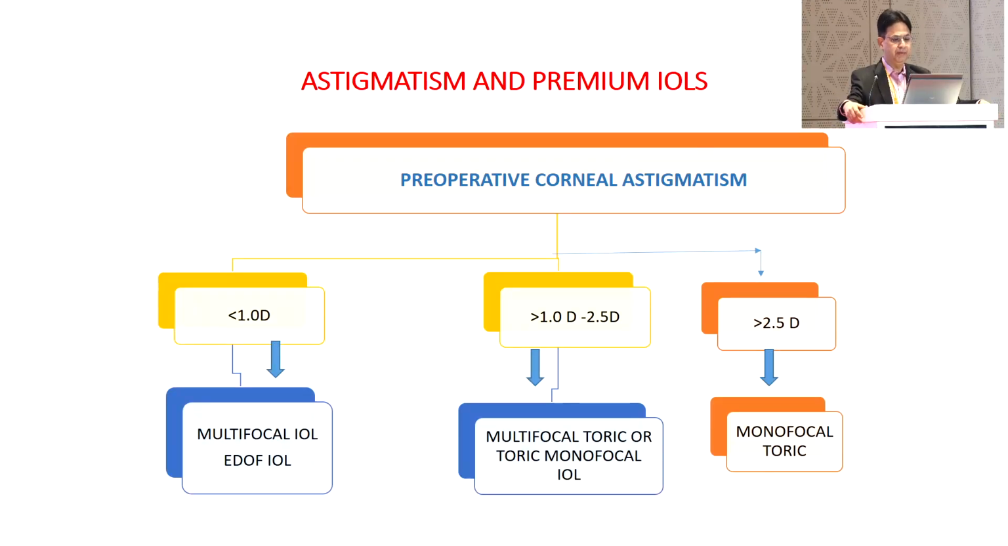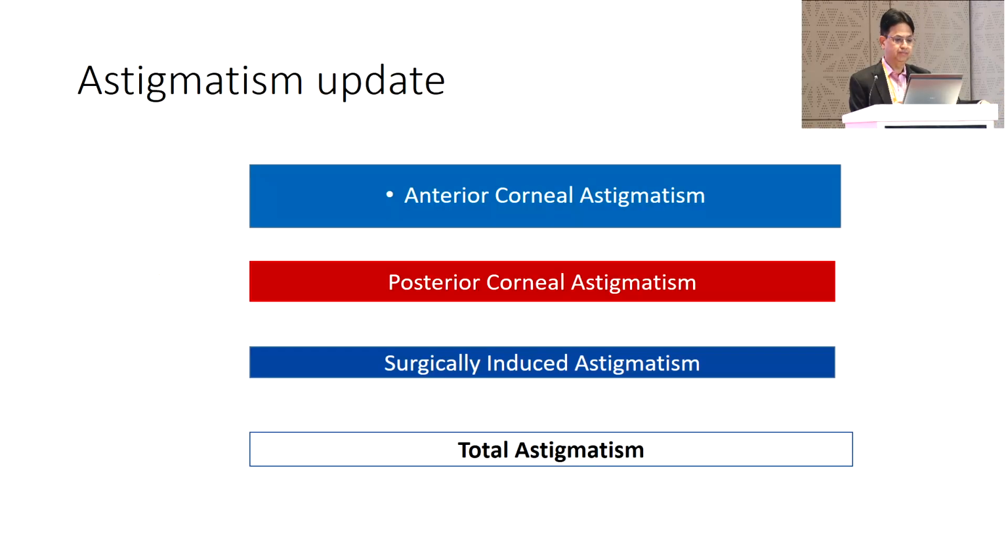Then astigmatism in the premium IOLs, I'll say that if preoperative corneal astigmatism is less than one diopter, I'll go for multifocal or EDOF lenses. If it is more than 1 to 2.5, I'll go for multifocal toric or the toric monofocal lenses. But if it is more than 2.5, usually I avoid EDOF, toric or any lenses with the rings.